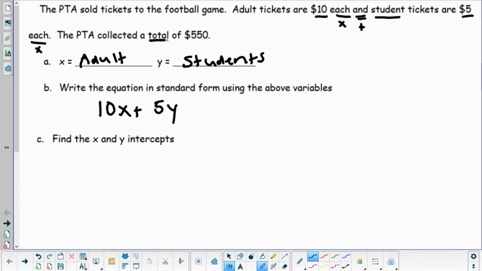Then I see the word total. Total tells me that's going to be the combined efforts of these two. So it's going to be equals, and it's equal to $550.